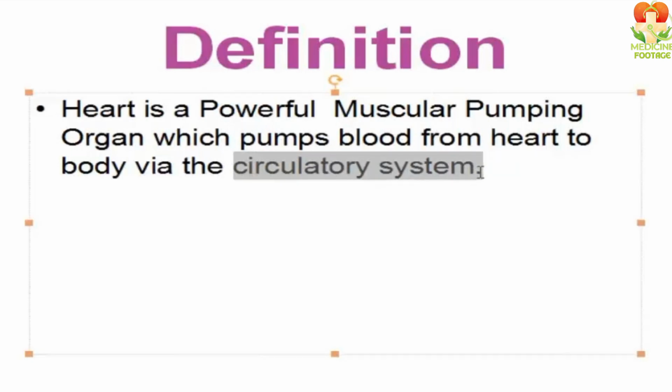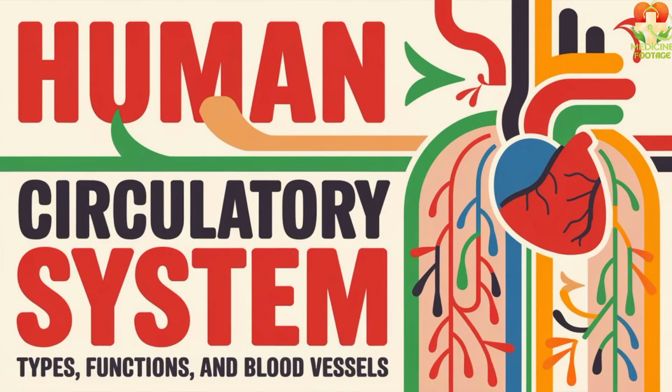You might be thinking, what is the circulatory system? The circulatory system is a network of blood vessels, including arteries and veins, through which our heart pumps blood throughout our body. I have created a detailed lecture on the circulatory system, which you can watch later. I will provide the link to that lecture in the description or visit my channel.